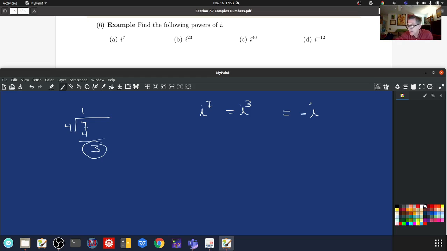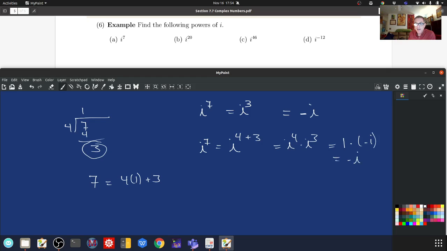You might say, how did I get that? Well, let's do it. 7 is equal to 4 times 1 plus 3. So i to the 7th is equal to i raised to the 4 plus 3, which is the same as i to the 4th times i to the 3rd. But i to the 4th is equal to 1, and i to the 3rd is equal to minus i. So I get minus i.